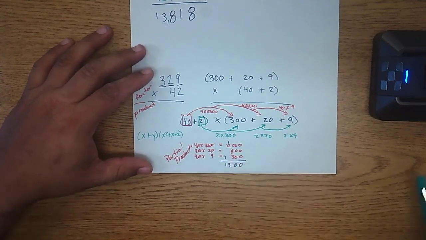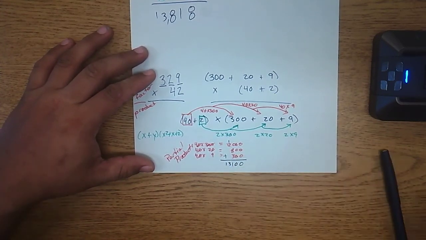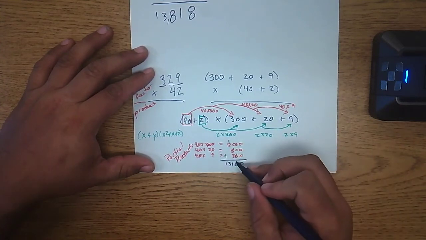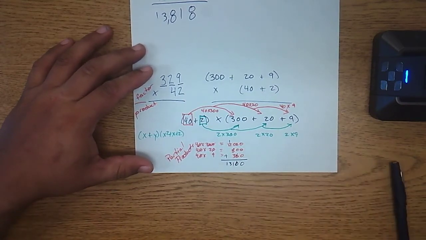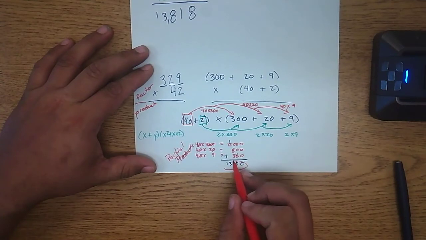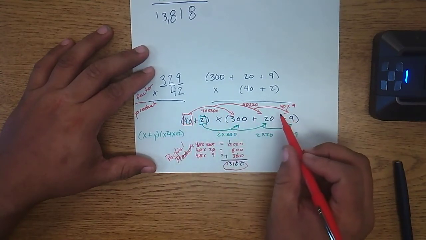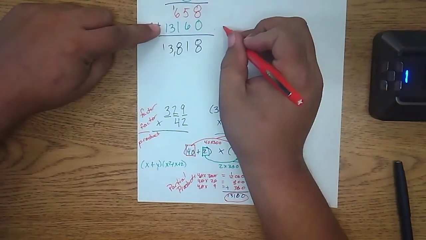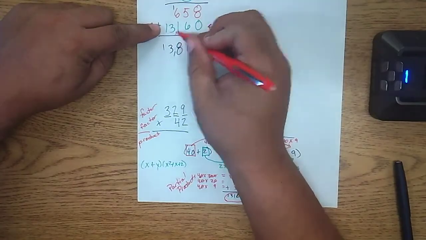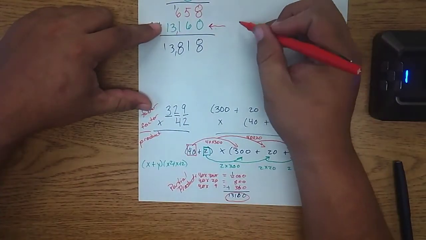Oh, wait, I made a mistake. Let me back up. This actually was 360. That was a 6. I'm glad I caught myself here. Which means this should be 13,160. And this is important because if you notice, this partial product of all these red numbers, this 40 times 329, is the same as the partial product that we got before, 13,160.